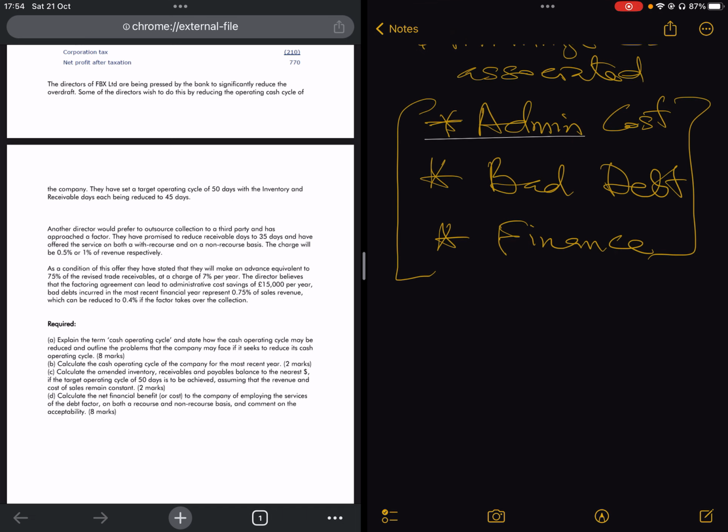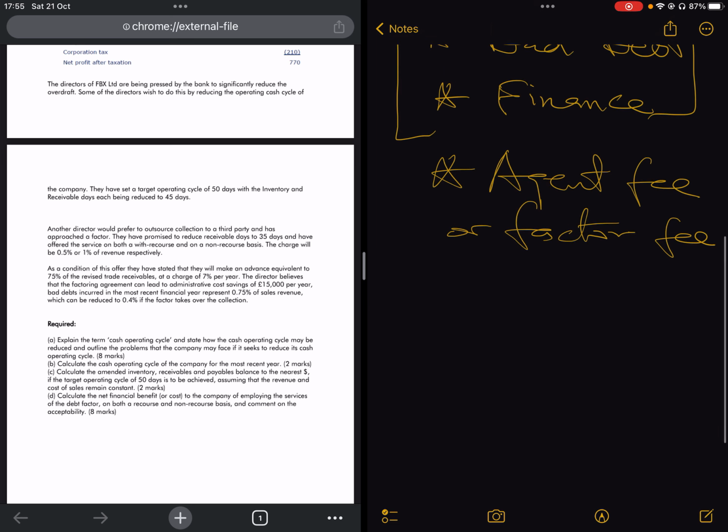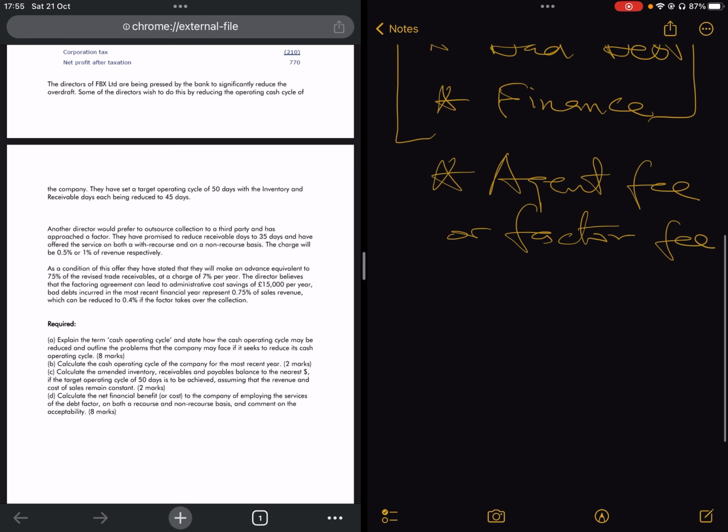But remember, there is no service that comes free of charge. So when you employ a factor to help you collect your receivable so that you can minimize this, that factor will charge you a fee, and that is called the agent fee, or you call it a factor fee. Because factors are not philanthropists, and they don't run a charitable organization, so they will charge you for it. And that's what we want to look at today.